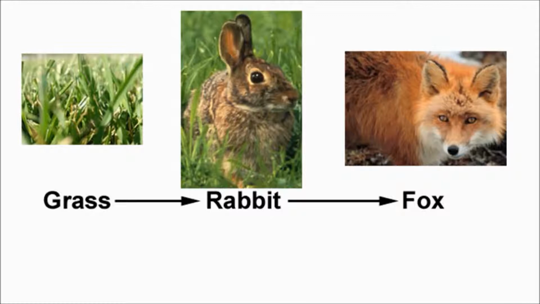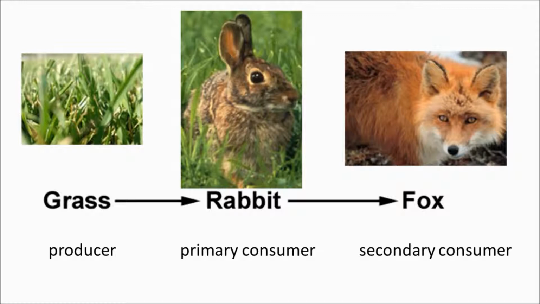Okay, let's add some scientific terms to this diagram. The plants are known as producers because they can produce their own glucose through photosynthesis. The rabbit here is a primary consumer, and the fox is a secondary consumer. You can get longer food chains with a tertiary consumer eating the secondary consumer.